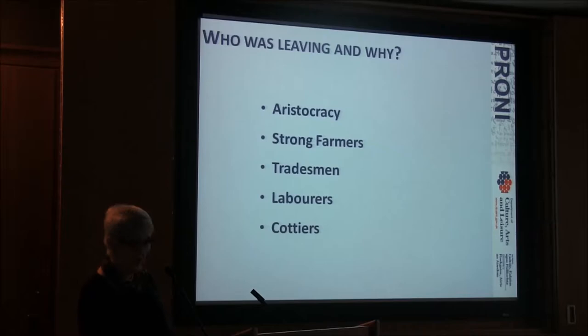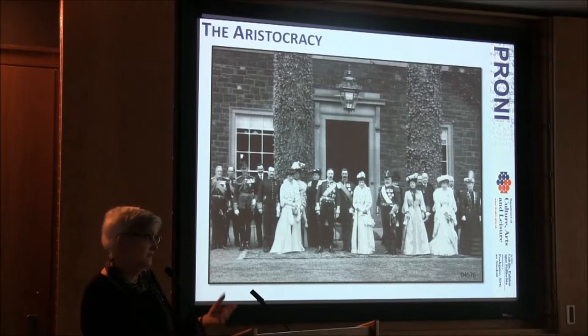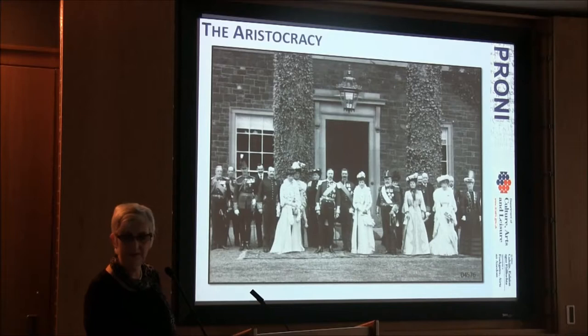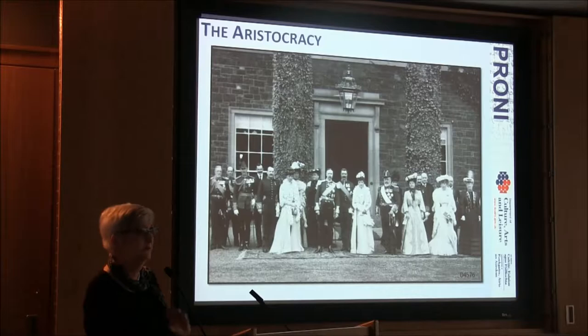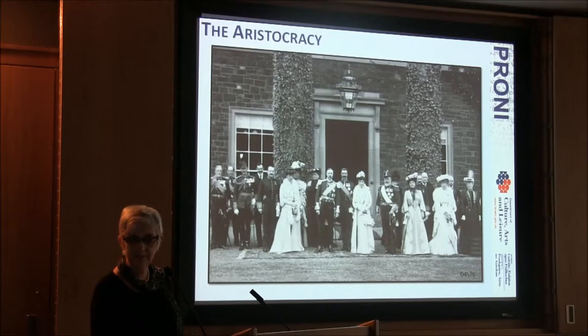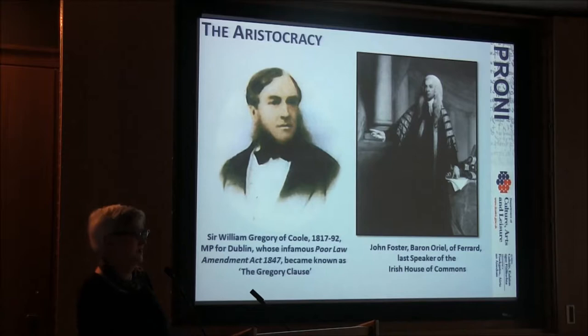For those of you who don't know what the aristocracy is, there's a lovely picture of them, including, I think that's Prince George at the time. So that's the Londonderrys outside Mount Stuart, for those of you who are interested. And we do hold the Londonderry papers. We have now since bought them. A wonderful collection for a lot of different avenues of research. Various other members of the aristocracy, obviously we had a lot of them.